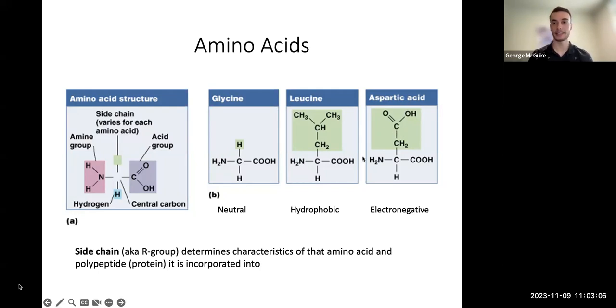And each amino acid has slightly different chemical properties to it. So glycine is neutral. It does not carry a charge. Leucine is hydrophobic. It does not dissolve in water. Aspartic acid is electronegative, so it is carrying a negative charge. And thus, an amino acid like aspartic acid could make some magnetic attractions with positively charged amino acids or positively charged molecules and structures in the cell. So that chemical structure, that chemical property, is what ultimately leads to the role and usage of the protein that it helps build.